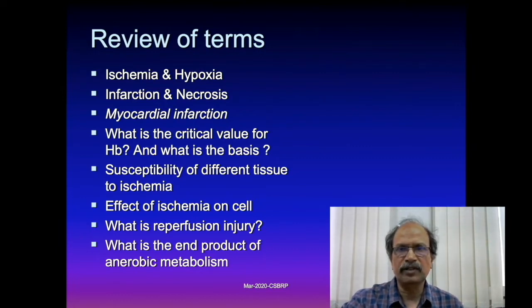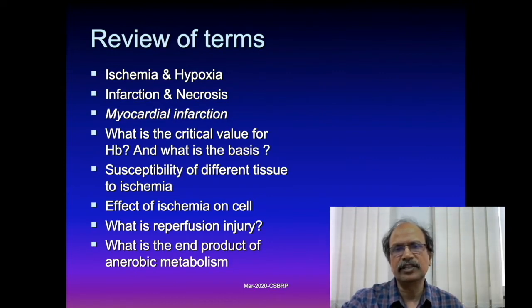Susceptibility of different tissues to ischemia. Ischemic susceptibility varies from tissue to tissue. If you look at the CNS, 5 minutes is the maximum tolerable limit, and for the myocardium it is 20 to 40 minutes. For skeletal muscle it is more than 40 to 50 minutes, and fibroblasts can probably survive for hours without any nutrient or oxygen supply.